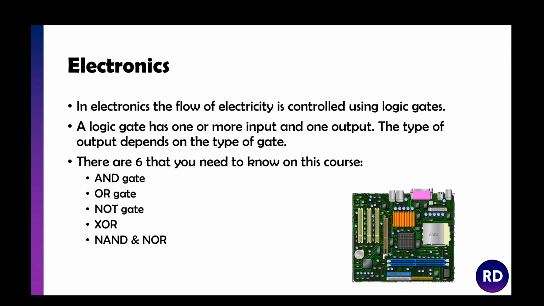For GCSE, you need to know the AND gate, OR gate, NOT gate, XOR gate, NAND and NOR. For most of the GCSE boards, you need AND, OR, NOT, XOR. Some need NAND, some need NOR. For EDUQAS, it's just the first 4.